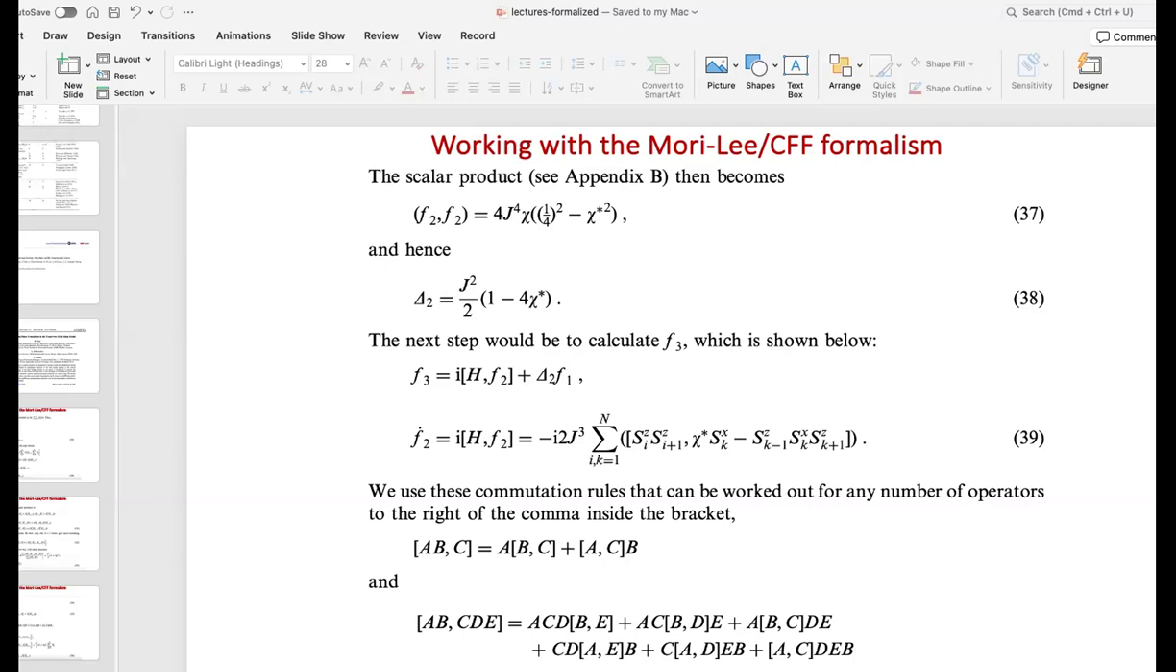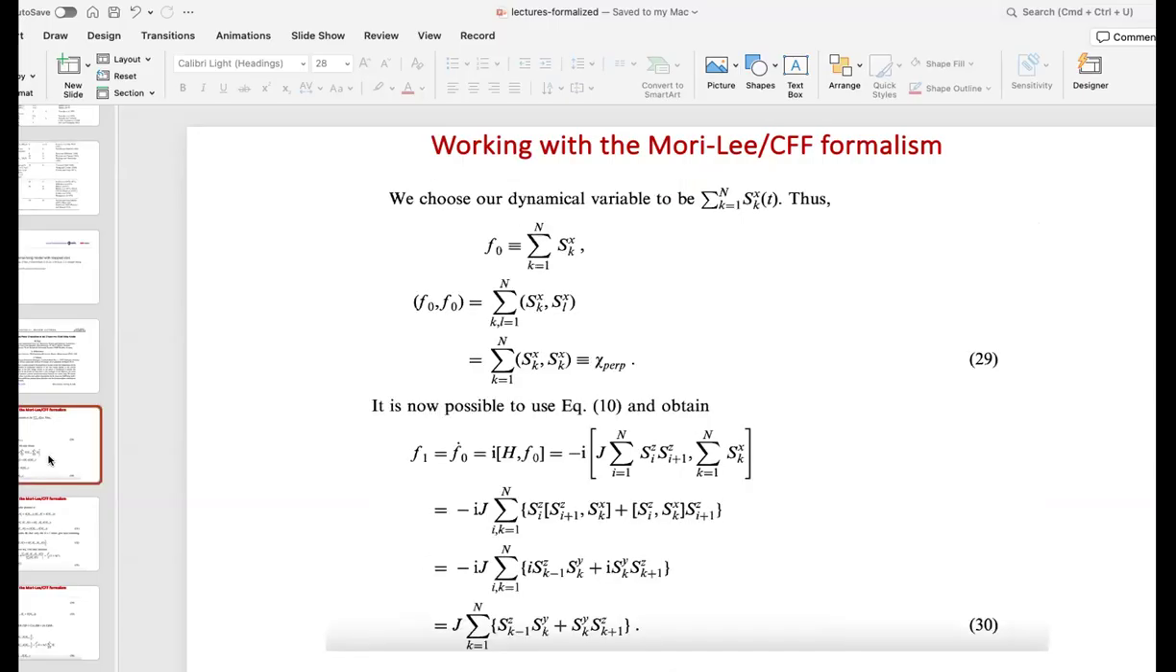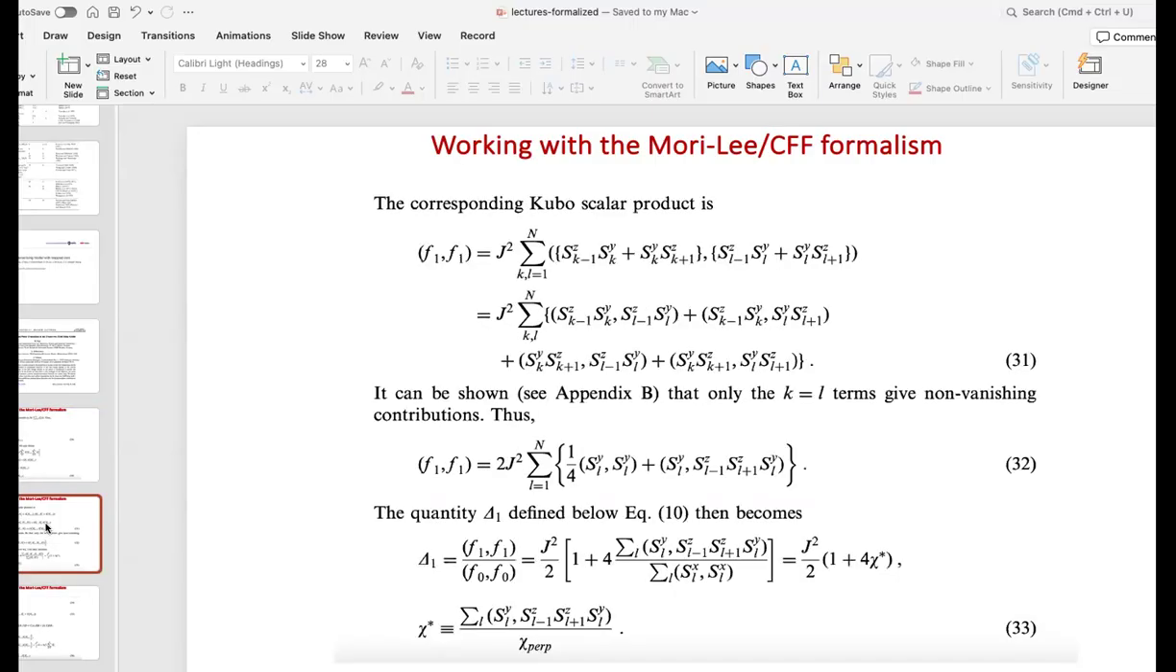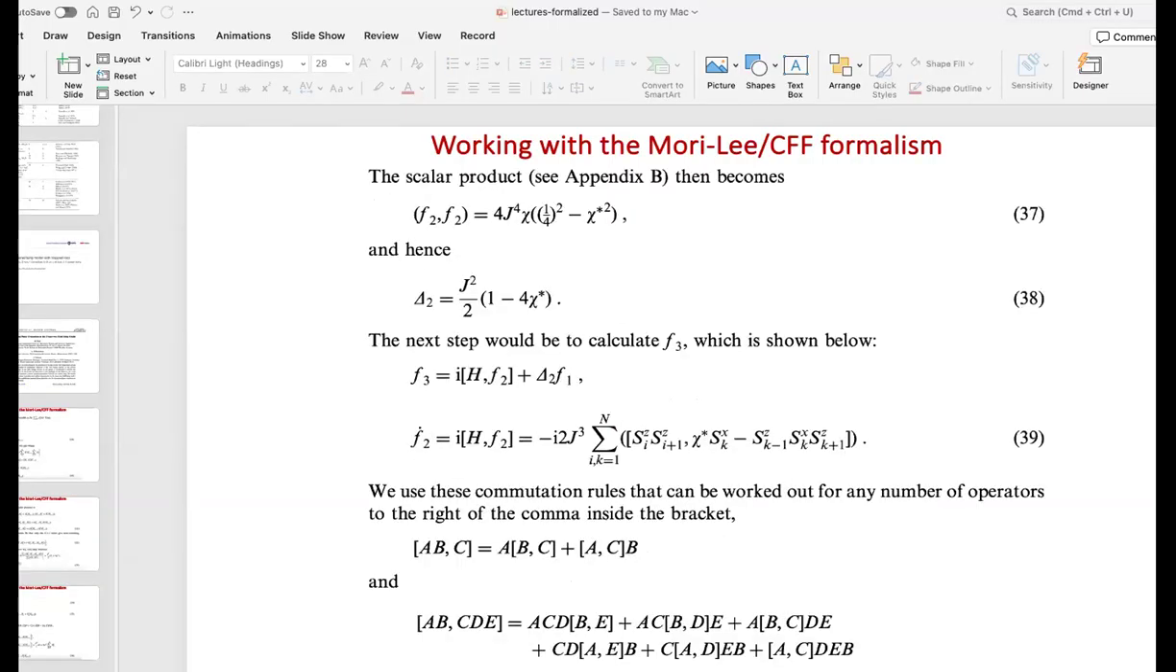And so delta 2 immediately now becomes J square over 2, 1 minus 4 chi-star. This is now delta 2. Let me take you back to what delta 1 was. Where did we compute delta 1? Here. Delta 1 was J square over 2, 1 plus 4 chi-star. Now it becomes 1 minus 4 chi-star.